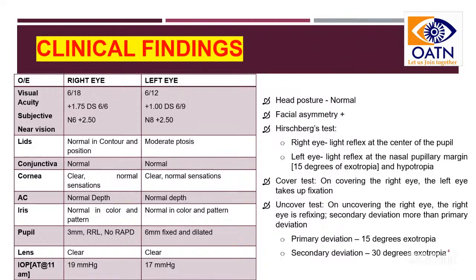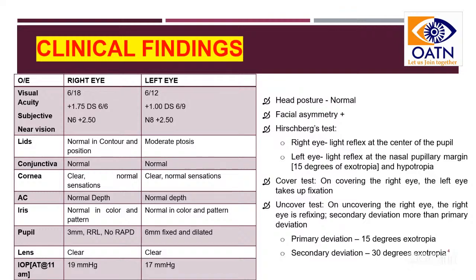The head posture and facial features show the patient has a normal head posture. However, facial asymmetry is present. In the Hirschberg test, that is the corneal reflex test, the right eye shows the light reflex at the center of the pupil, normal alignment. In the left eye, the light reflex is shifted towards the nasal side, indicating 50 degrees of exotropia and hypertropia.